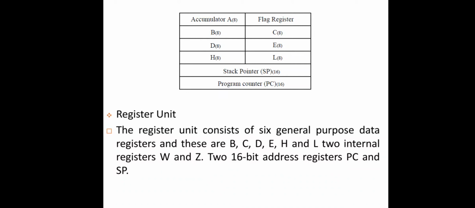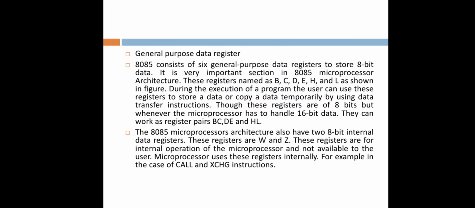The register unit consists of the 6 general purpose data registers, and these are registers B, C, D, E, H, L, as well as two internal registers W and Z. The size of all these registers is 8-bit, and there are two 16-bit registers, the program counter and the stack pointer.